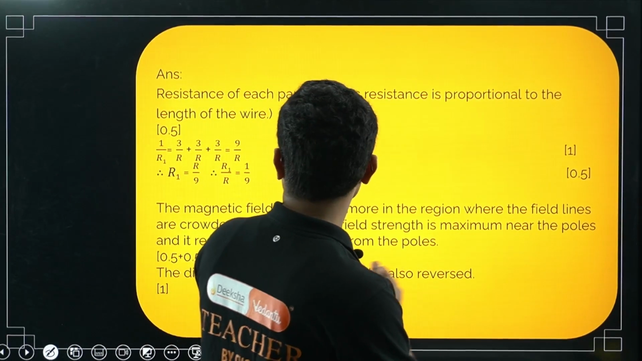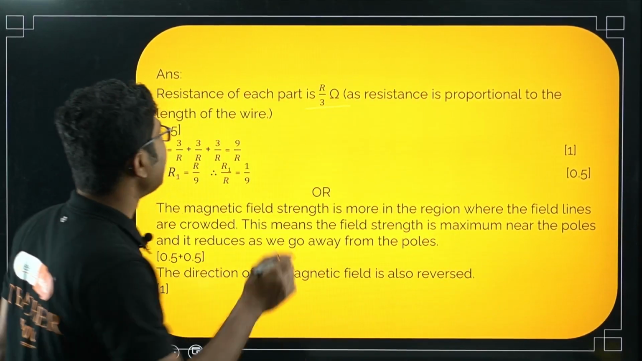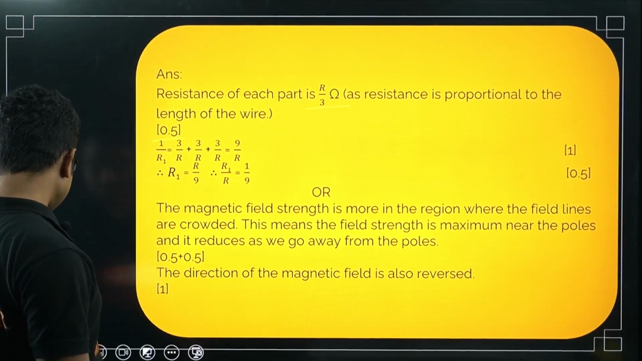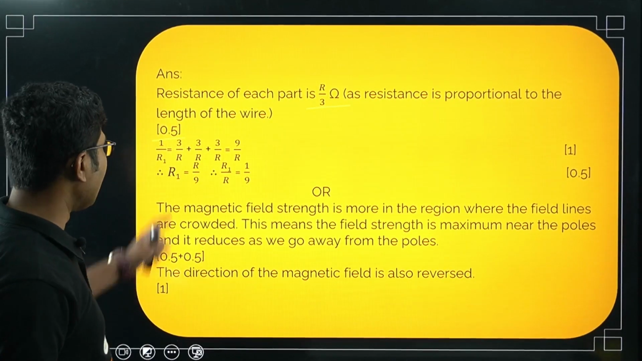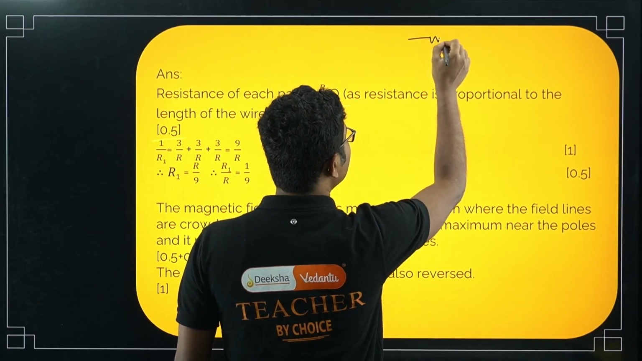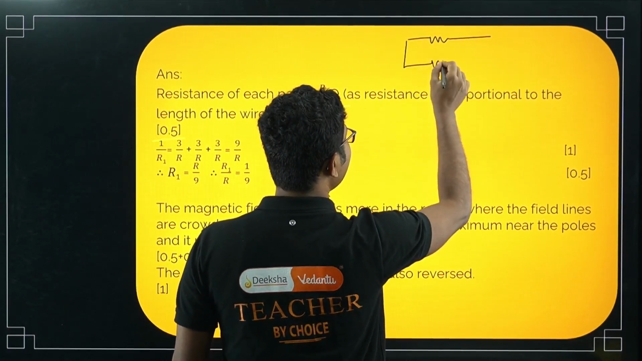Yes, for that you will get 0.5 marks. So each of them has R by 3, so for that you will get 0.5 marks. And then they are connected in parallel. So connected in parallel means all these R by 3s are connected in parallel.